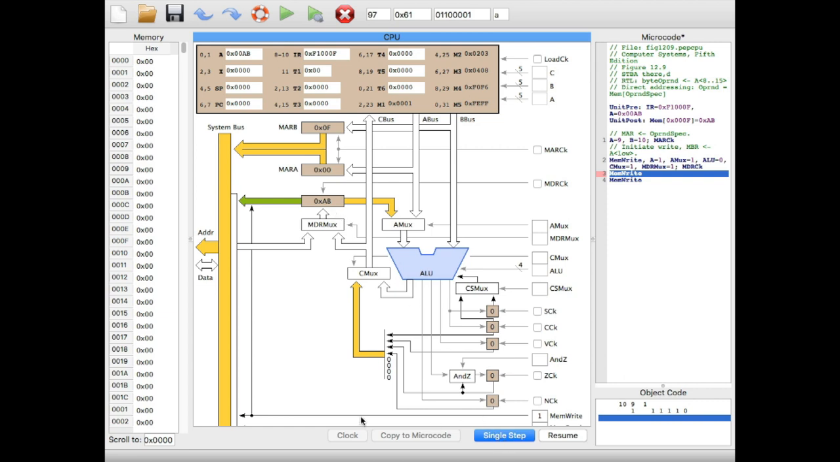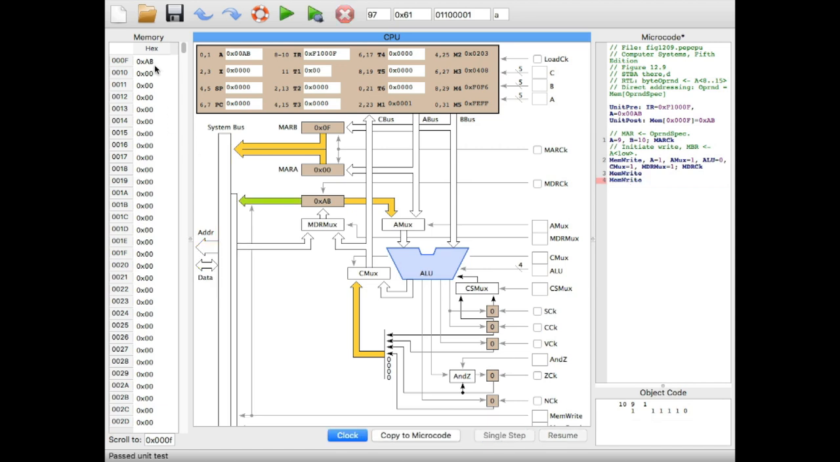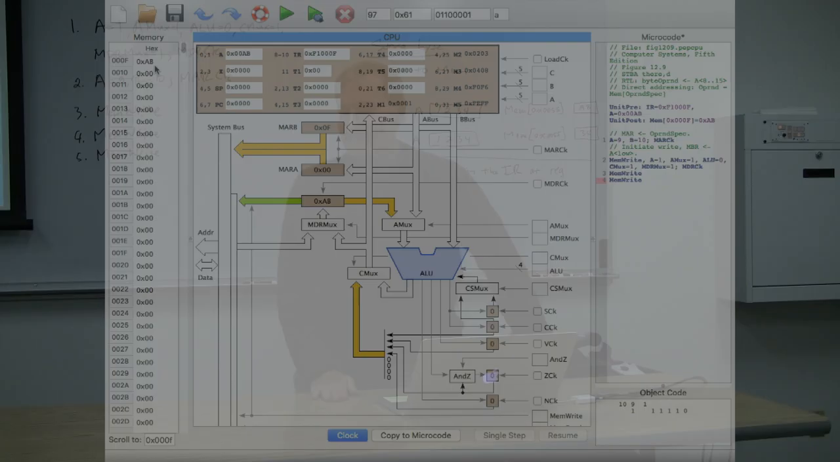And now, let's scroll to memory. What was our memory? 000F. Okay, so this is 000F, right? Up here. So we'll do one more memwrite. And now you see it's ready to move the data over into here. And one more, and what should happen? AB. Boom, there's the AB. See you next time.